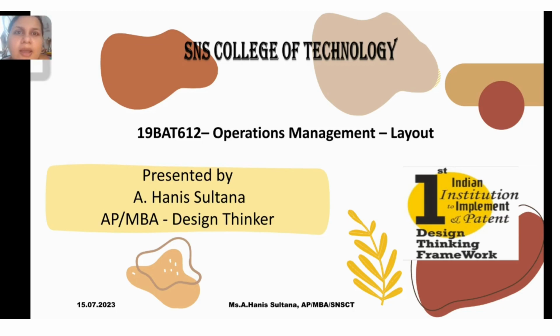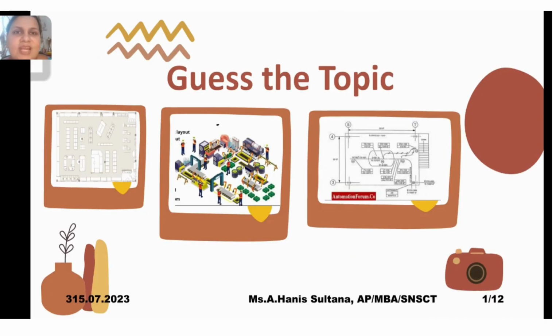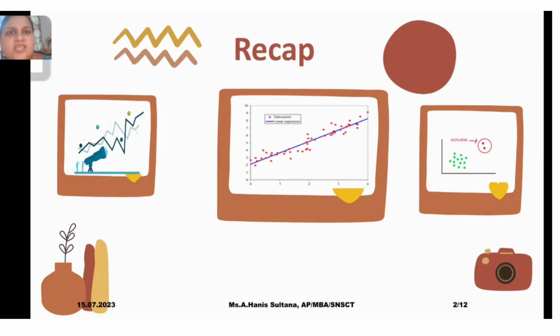So we know a plant, in operations management, specifically means the production unit or the manufacturing unit where the entire process of production takes place. So let us quickly jump into the topic. Looking at this picture, we can clearly say that this is the layout: a plan or a sketch or a blueprint of anything where the process of manufacturing takes place.